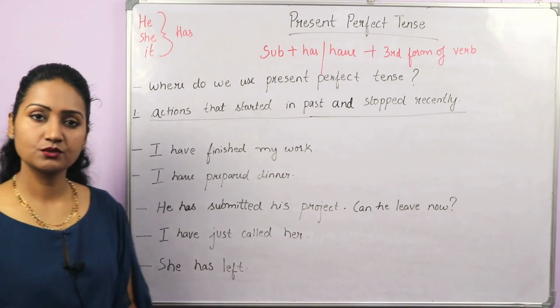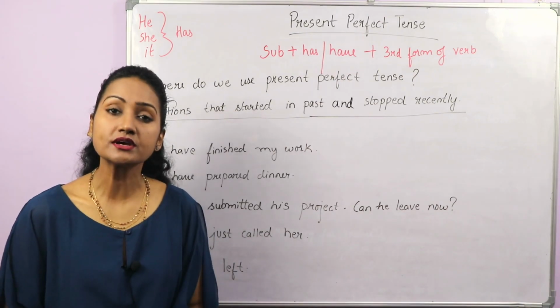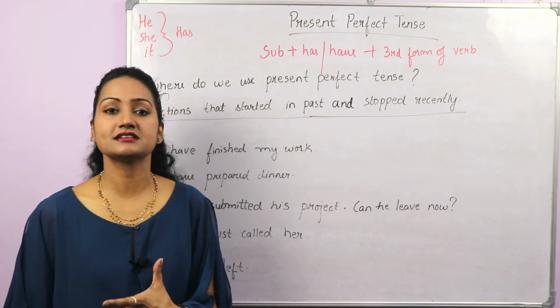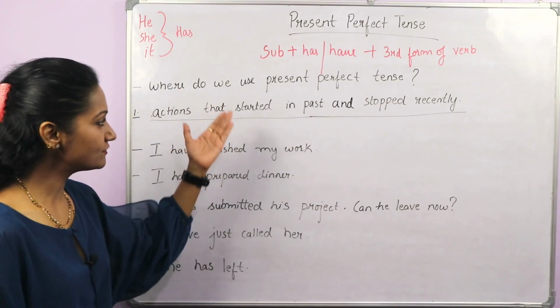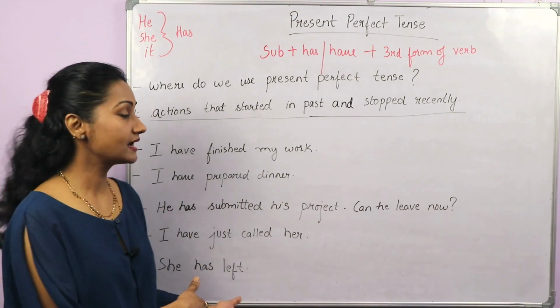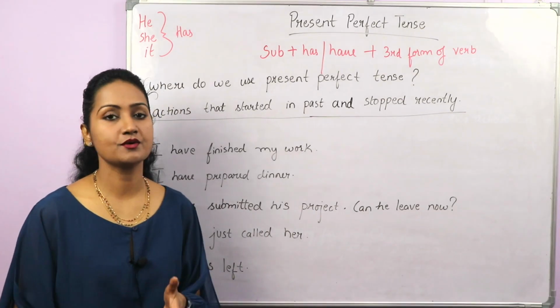She has left. Where is Lena? I can't see her at the party. Where is she? I've been looking for her. She has left. Again, a recent action. So whenever you have these kinds of sentences which started in the past and stopped recently, then you will use present perfect tense.